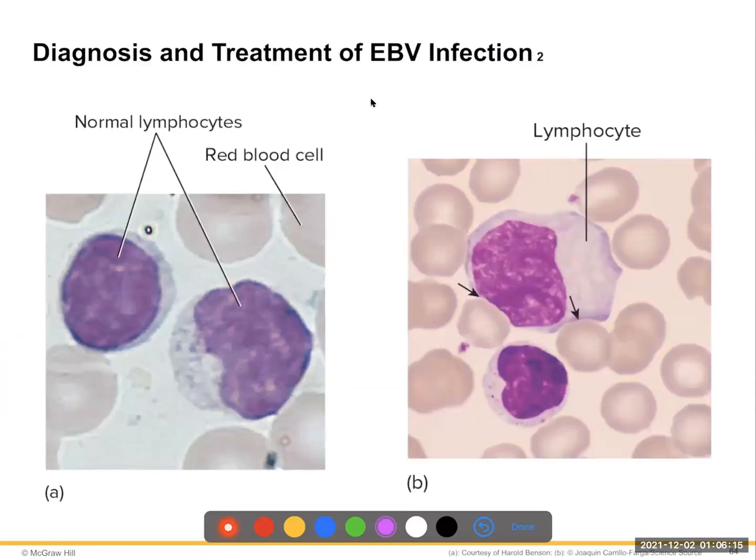Okay. You can see these are normal lymphocytes. These are your blood cells on the side, but you can see how the granular material in the nucleus takes up most of the cell. And you can see here, all this extra part of the cell here. These are your lymphocytes affected with Epstein-Barr virus.